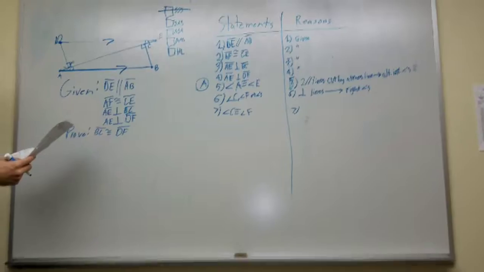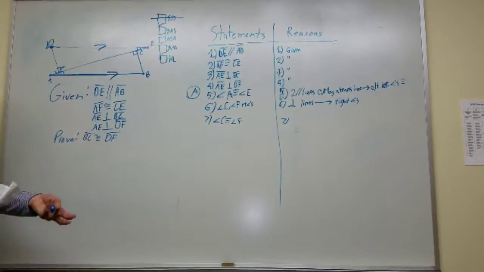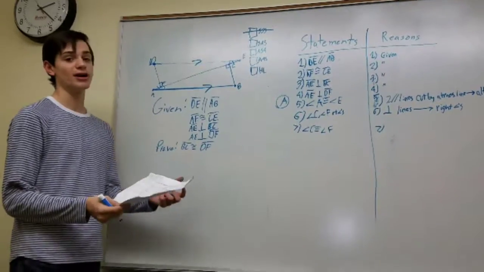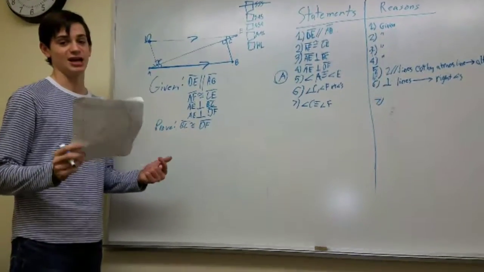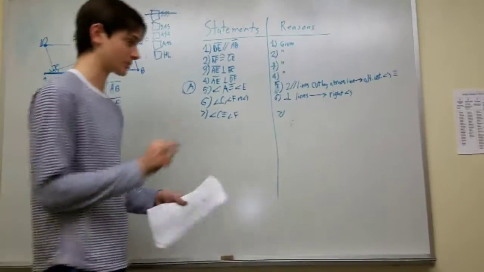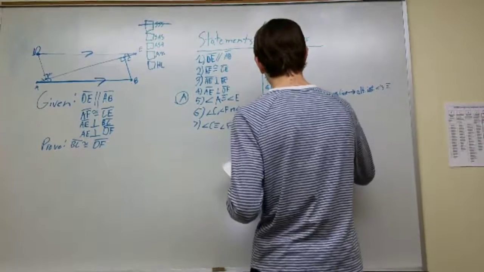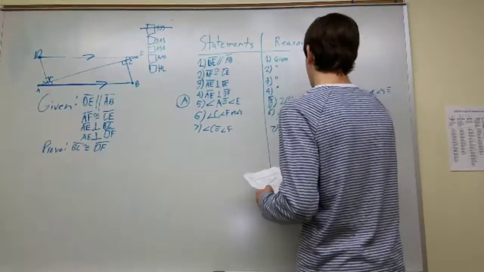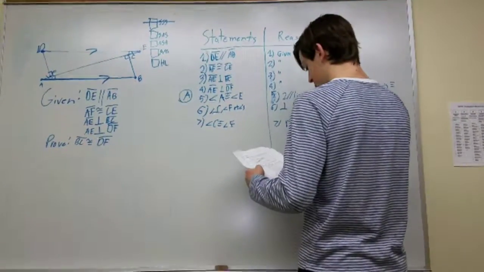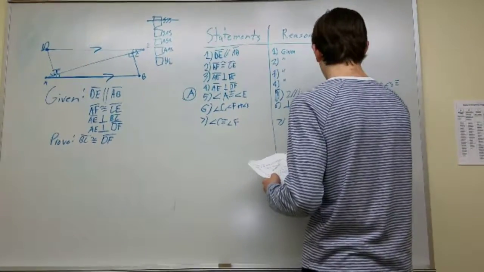And our reasoning behind that is because angle C and angle F, they're both right angles. And right angles equal 90 degrees, and 90 degrees equals 90 degrees. So our reason is just going to be a symbol. I know it sounds funny, but you have to include this in your step. Right angles are congruent.